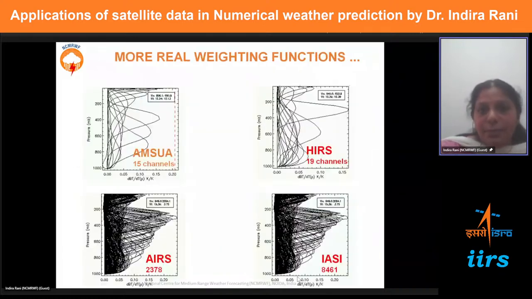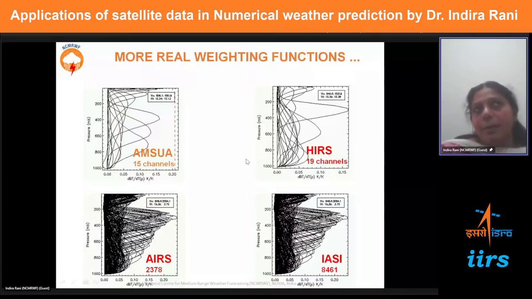These are some examples of real weighting functions. AMSU A has 15 channels. AMSU is in the microwave region, and HIRS, the High Resolution Infrared Sounder, has 19 channels. You can see the shapes of the different weighting functions, and they peak at different levels of the atmosphere, so we are getting information from different levels. These AMSU A and HIRS instruments are multispectral. The number of channels is limited, and we have hyperspectral instruments also.